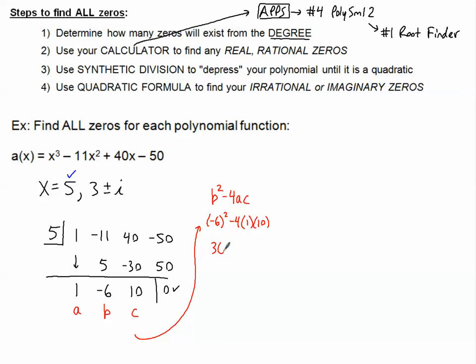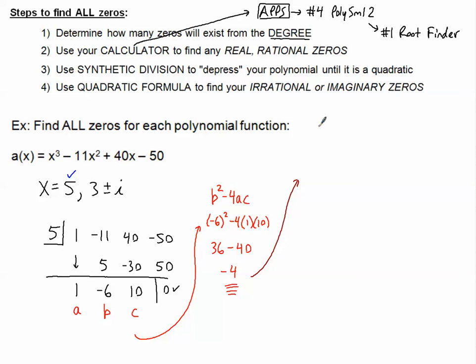36 is what negative 6 squared is. And this is 4 times 1 times 10, which is 40, so negative 40. 36 minus 40 is negative 4. That's why we have imaginary solutions, because the discriminant is negative.